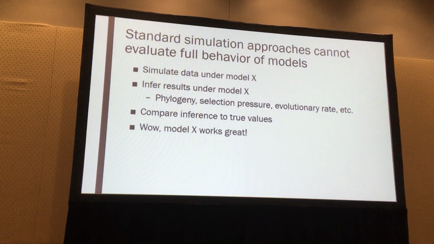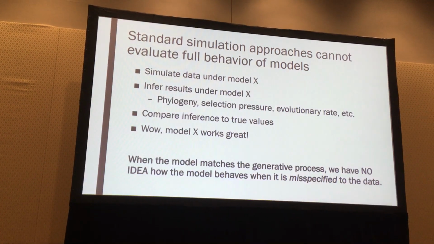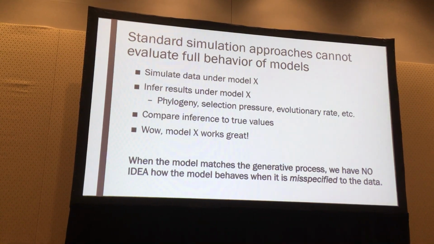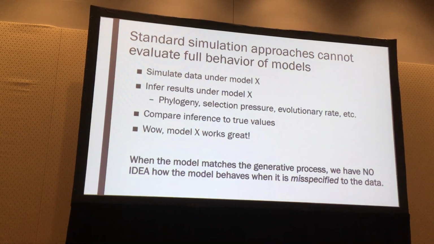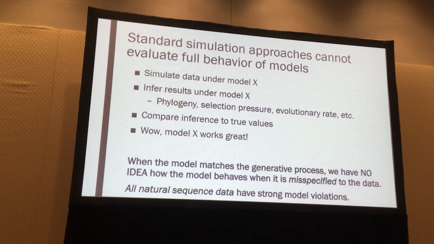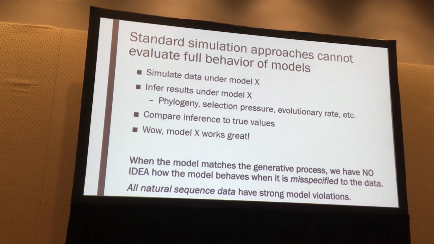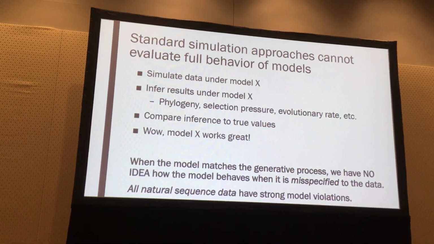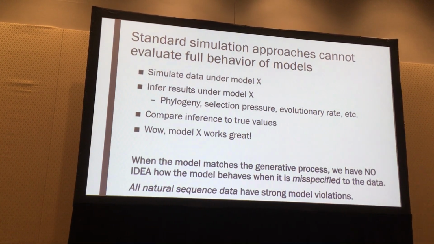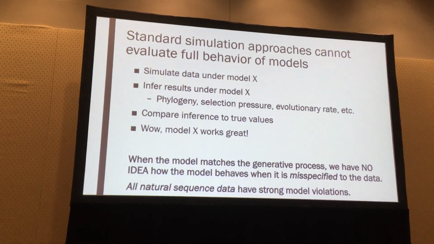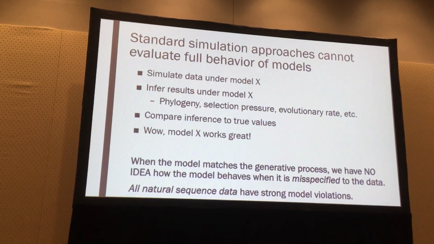Well, of course it worked really well. Your model and your data fully match. But when the model matches the generative process entirely, we have no idea how the model behaves when data is misspecified. All natural sequence data violate our models. Models cannot fully capture reality, so there's always going to be a divide in there. So what I'm going to present to you is a simulation strategy that can get away from this tautology so we can separate the generative process from the inference process to get a bit more robust results.